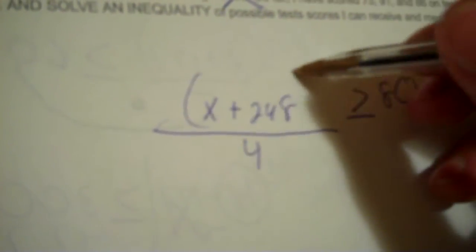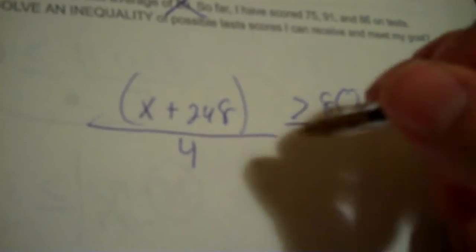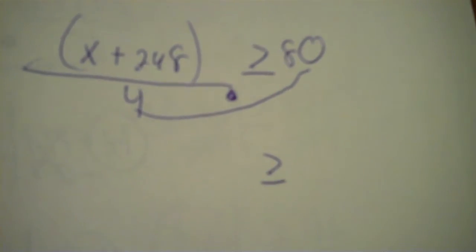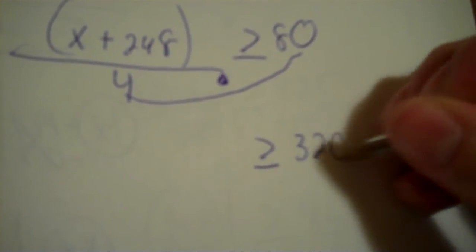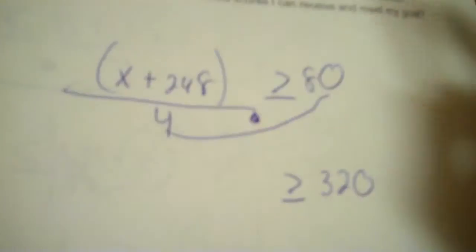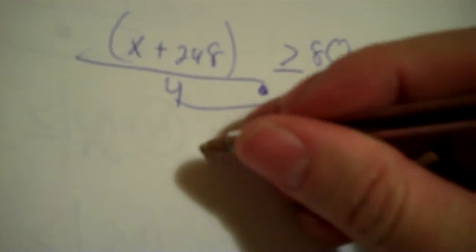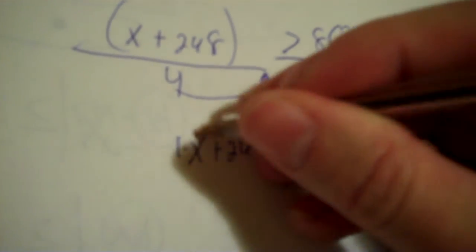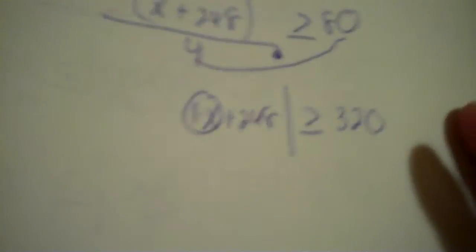If I have an expression being divided by 4, we need to get rid of the divided by 4. So what's the opposite of divide by 4? It's times 4. So line up your symbol. 80 times 4 is 320. And over here we have x plus 248. Wall, 1, dot, circle. So it's a positive 1.